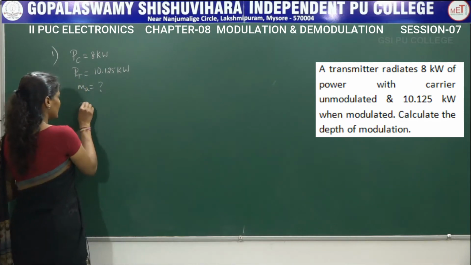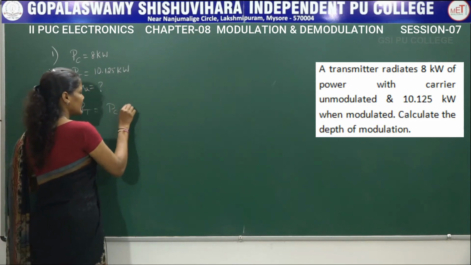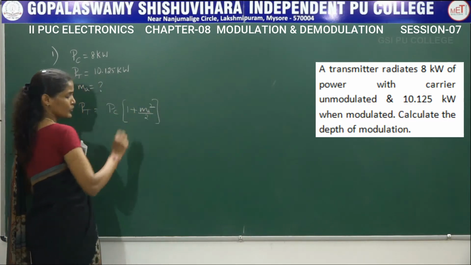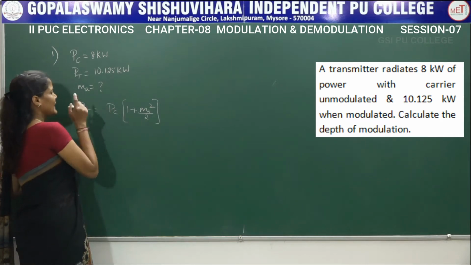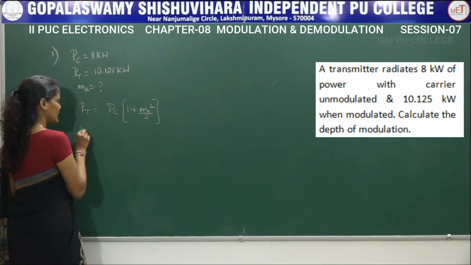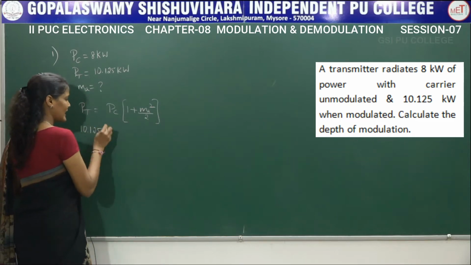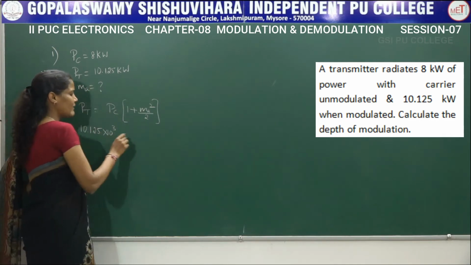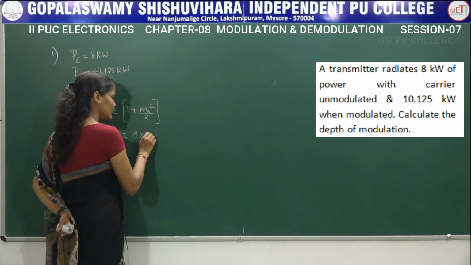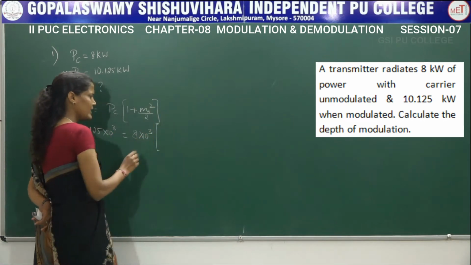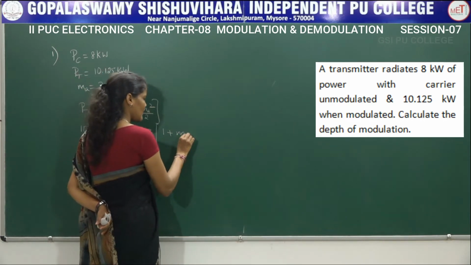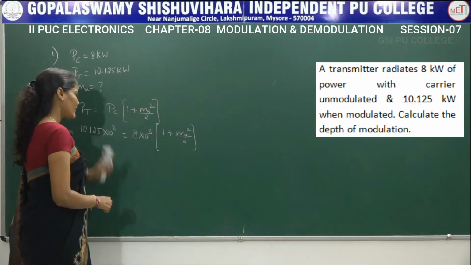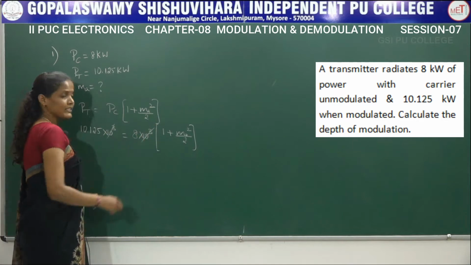We are having this formula, PT is equal to PC of 1 plus MA square divided by 2. So PT is known, PC is known, let us substitute that. 10.125 kilo, in the sense 10 to the power of 3 watts, is equal to PC value 8 kilowatts, that is 8 into 10 to the power of 3, within the brackets 1 plus MA square divided by 2. We have to find out this MA. So I have written it as it is. So 10 power 3 gets cancelled.